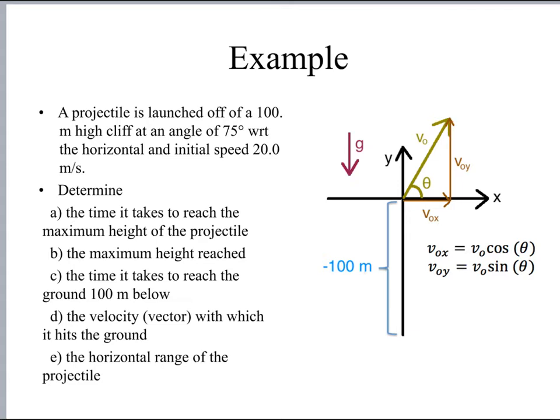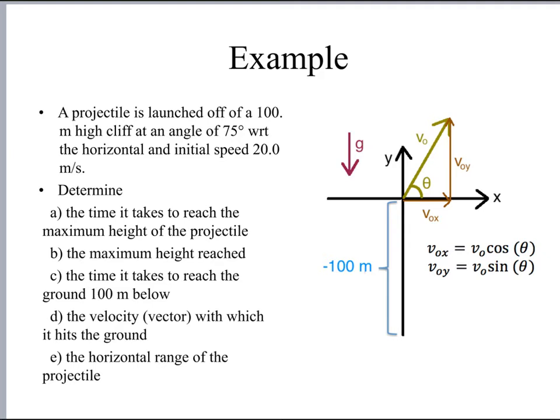Here's my v naught, the initial velocity, and I've broken it down into x and y components. We know that v naught x is going to be v naught times the cosine of theta. So v naught x is the adjacent side, so that's why it goes with cosine. And then v naught y is the opposite side to the angle theta, so v naught y is v naught sine of theta. Both of these components are positive, we can see from the picture. And so we know a lot about the problem.